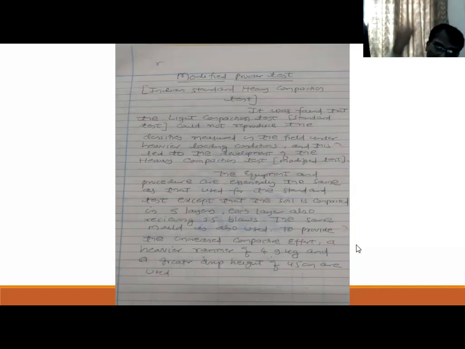You have to compact the soil in 5 layers. Third, there you had 25 blows, here also 25 blows. There your rammer was 2.5 kg. Here it is 4.9 kg. And there the height of fall was 30 centimeters, and here it is 45 centimeters.